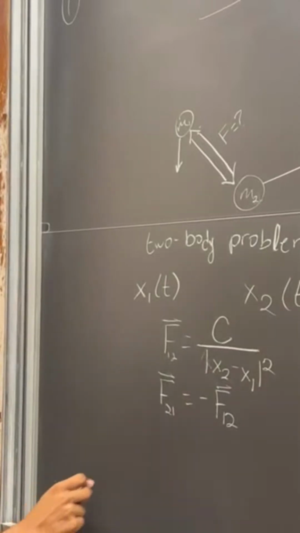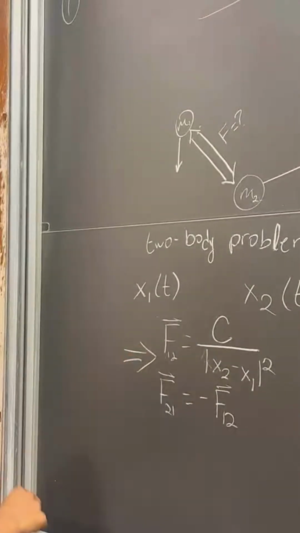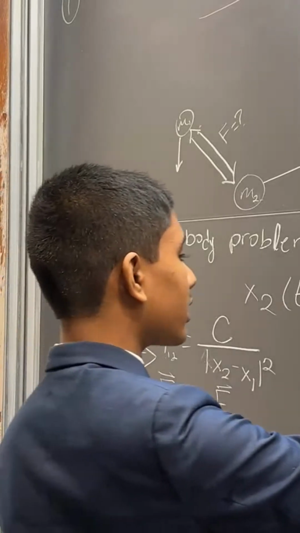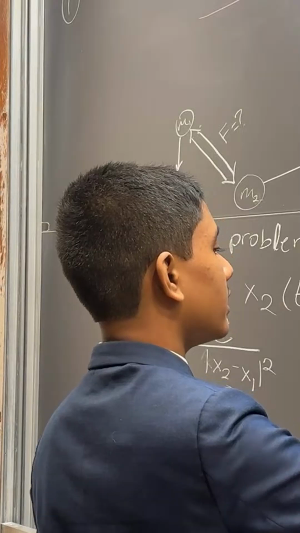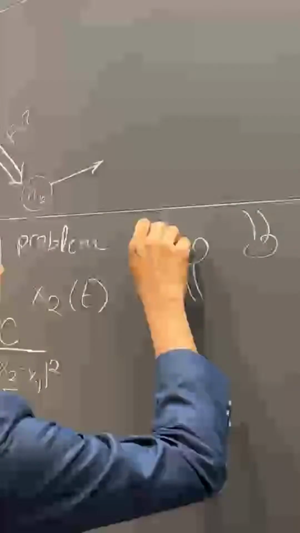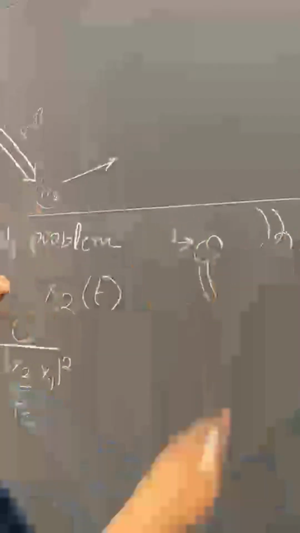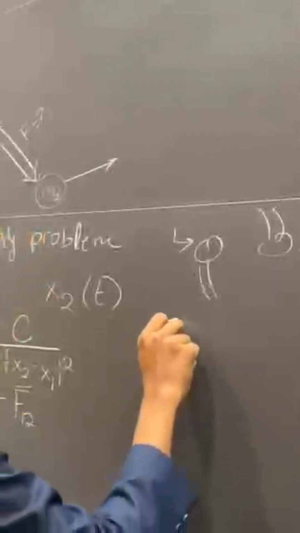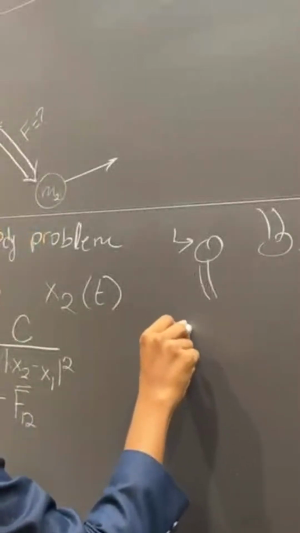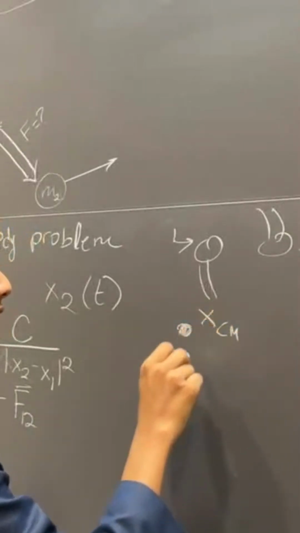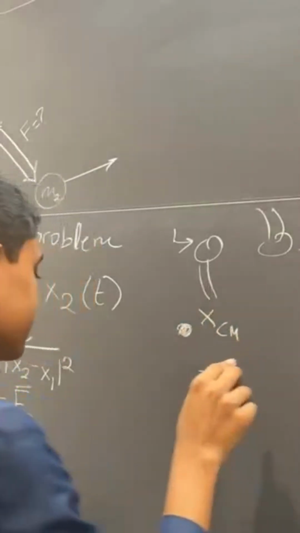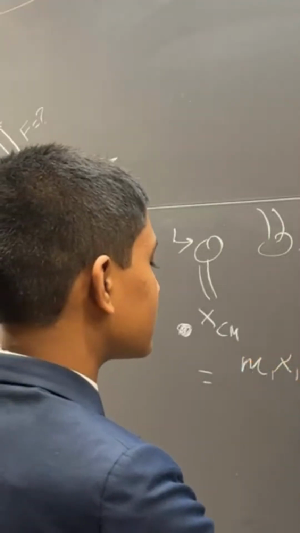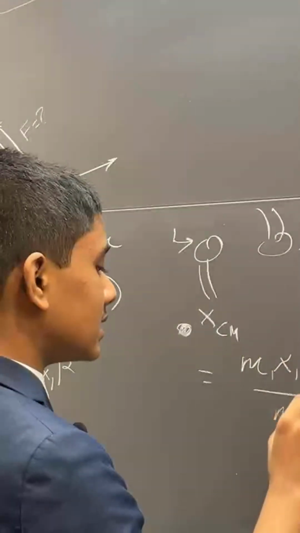So, now that we have this, we're going to try and take this two-body problem and reduce it to two single-body problems. How do we do that? Well, by introducing, you know what it is, the center of mass. The center of mass variable is (m1 x1 + m2 x2) over (m1 + m2).